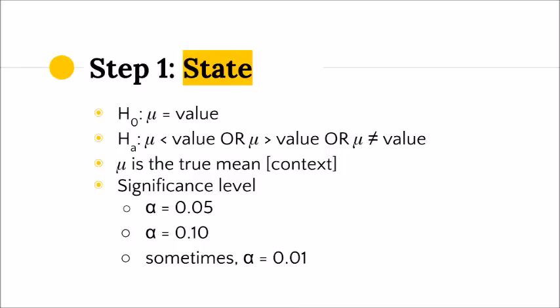For mu, you can state that mu is the true mean, insert context here, in the population. The last thing you need to include is the significance level. Alpha equals 0.05 and alpha equals 0.1 are typical significance levels, though alpha equals 0.01 is occasionally used.